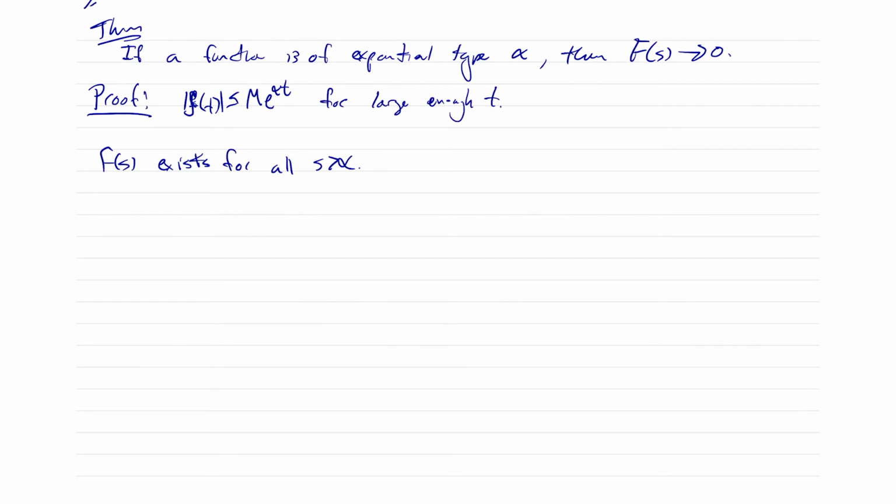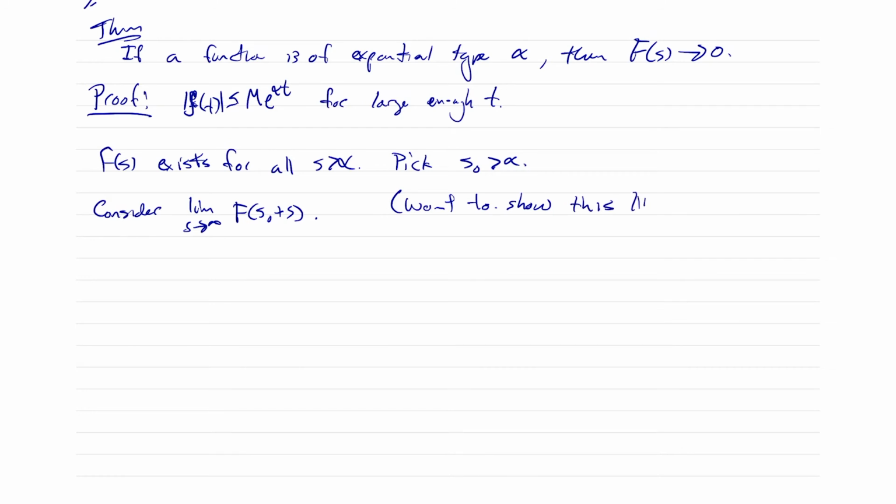And I'm going to pick some particular s naught to be bigger than alpha. All right, so now what I'm going to be looking at, I want to consider this limit: the limit as s goes to infinity of F(s naught plus s). And I want to show that this goes to 0. So we want to show this limit is 0.